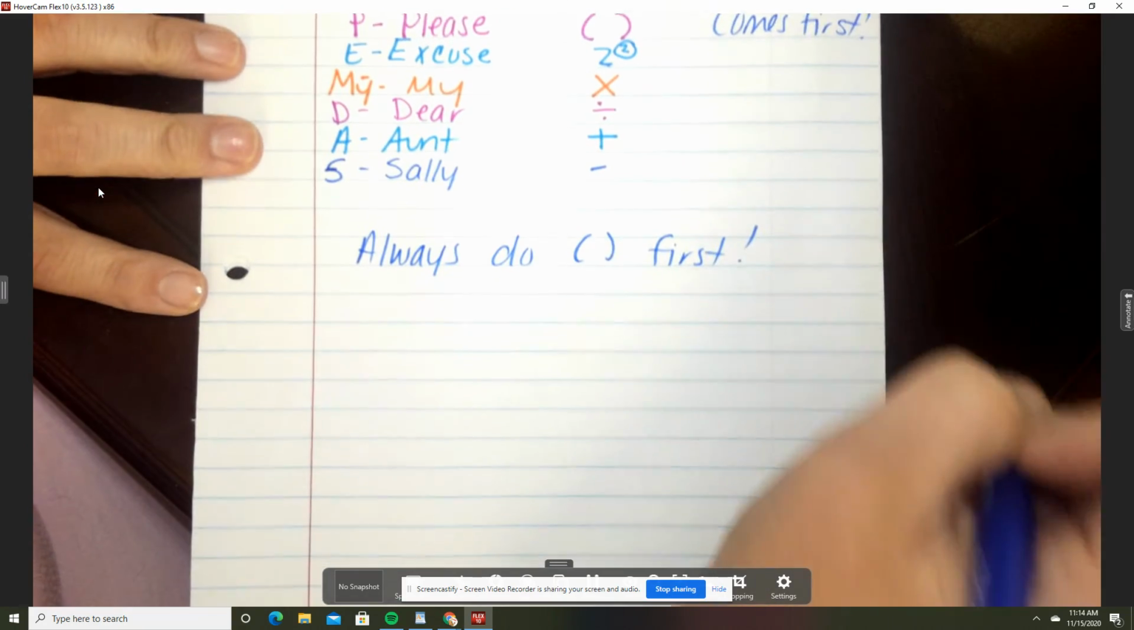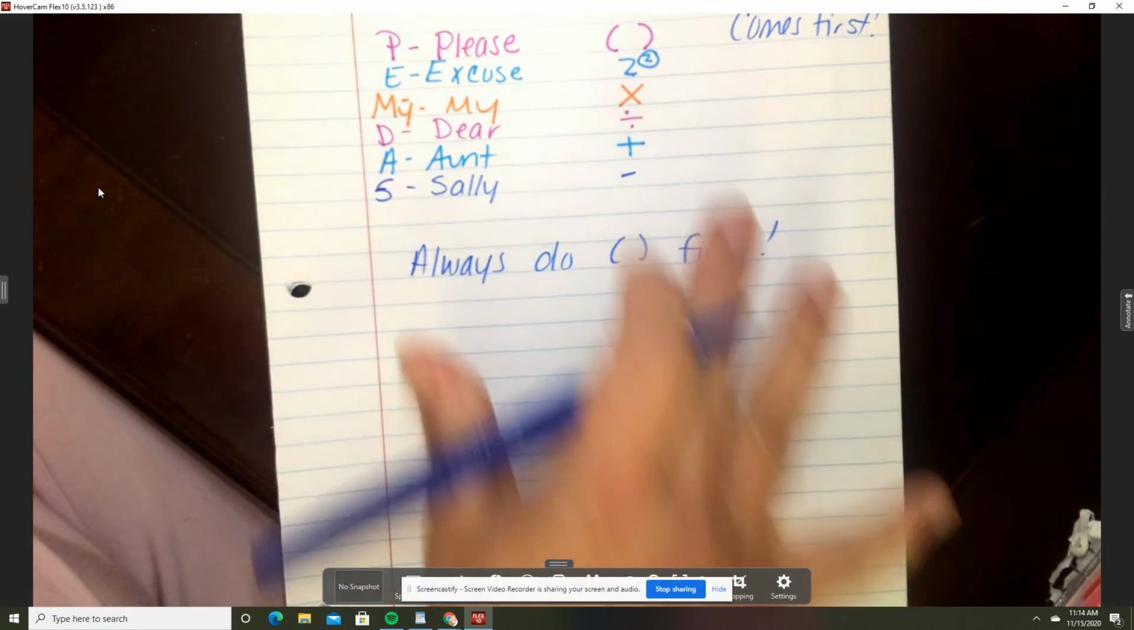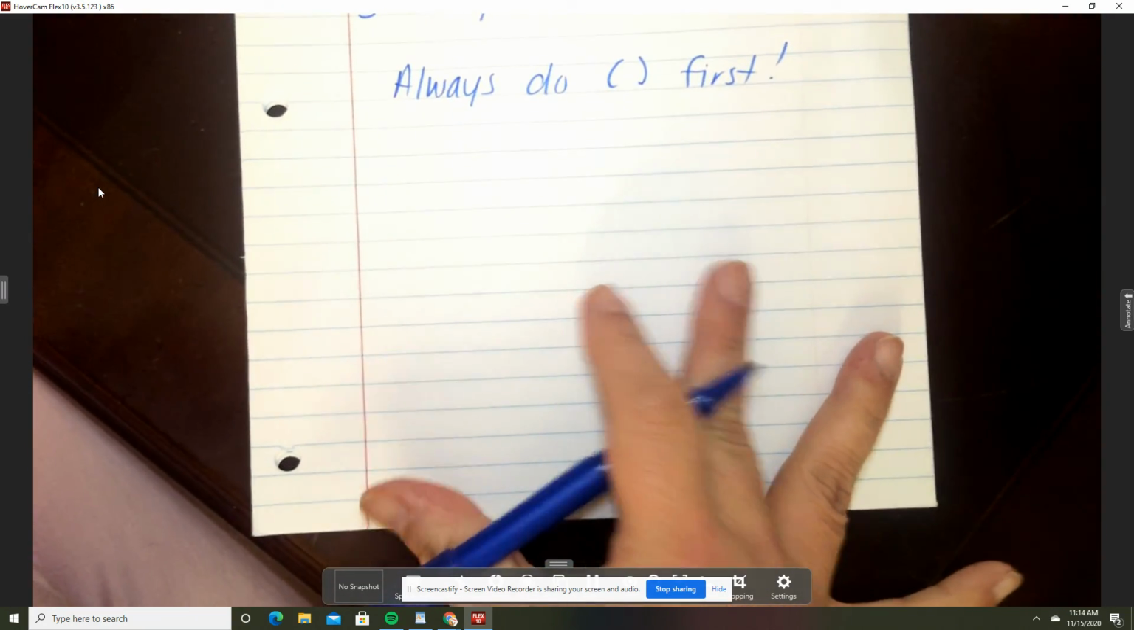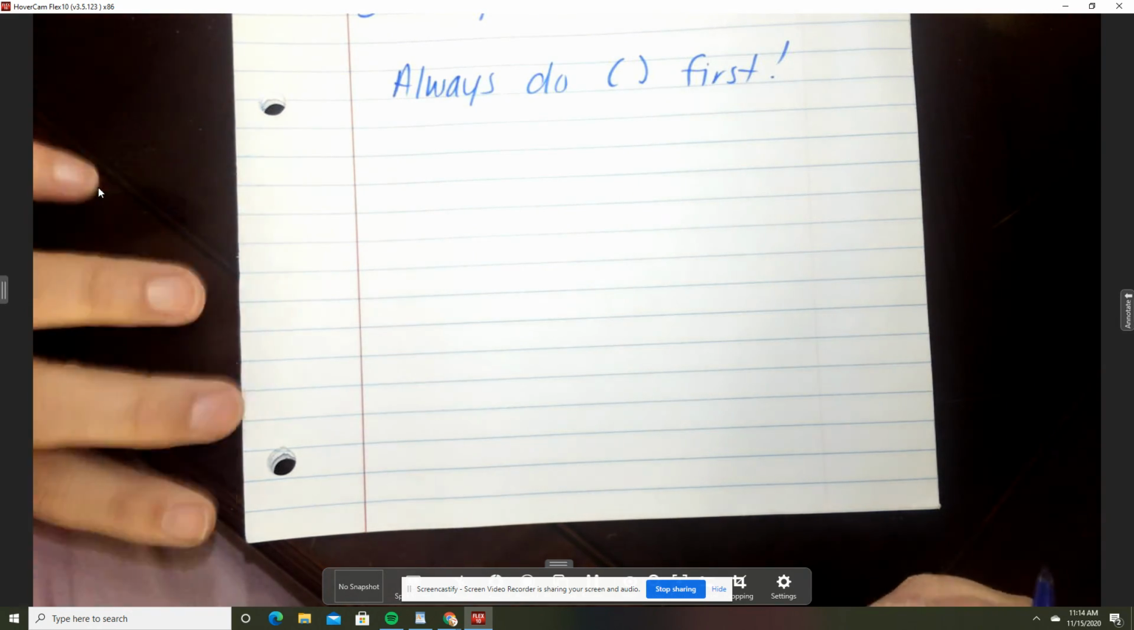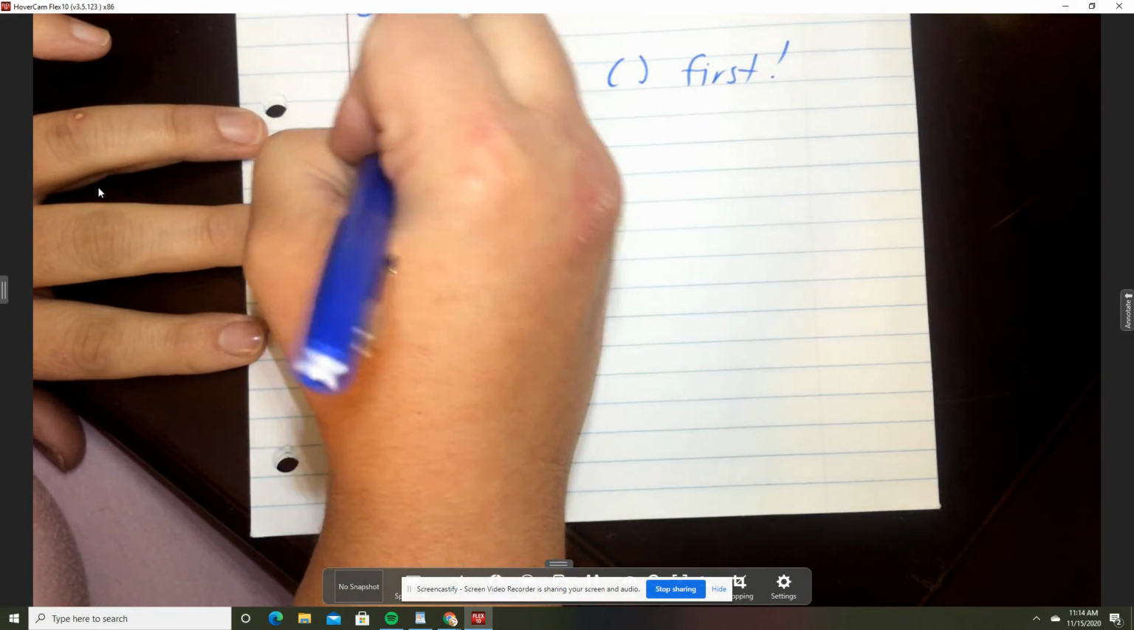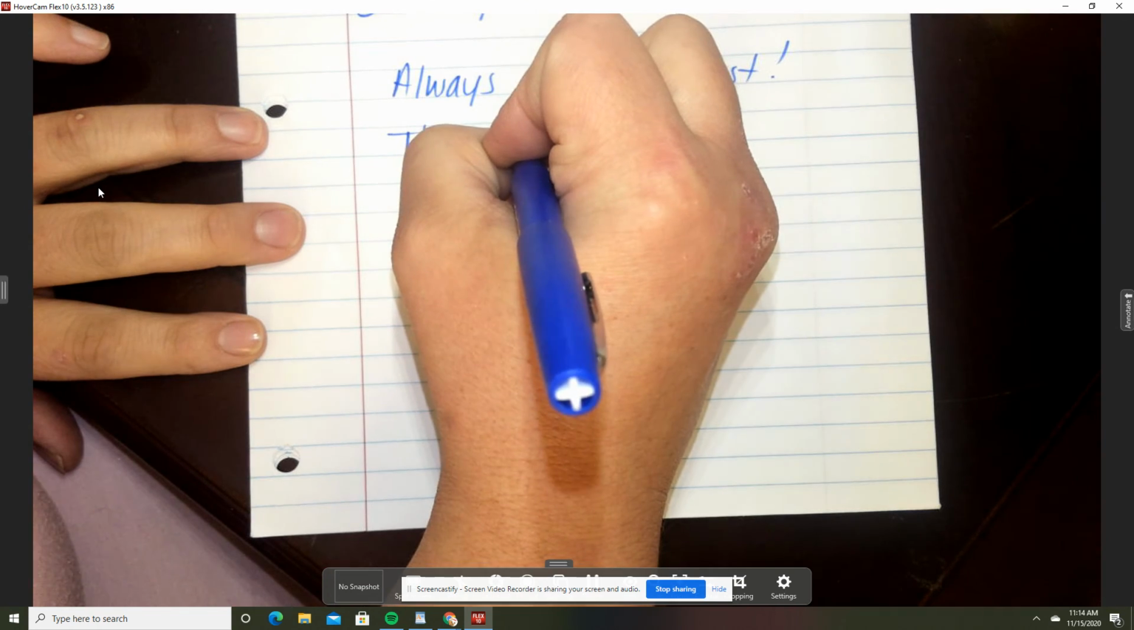Then you would do exponents. But like I said, we don't have to worry about exponents this year. So we're not even going to talk about them. But you would do exponents next. Okay. Then you would do, I'll put that down there just so we have it.